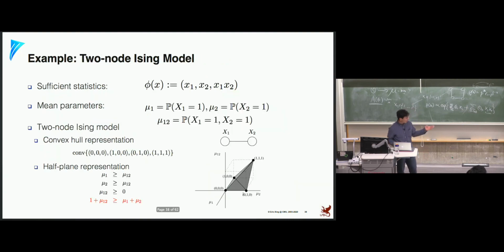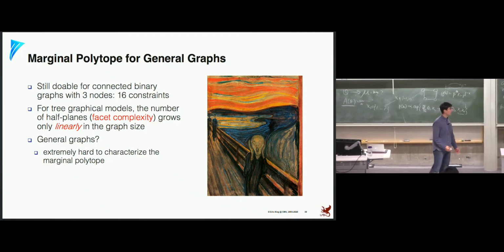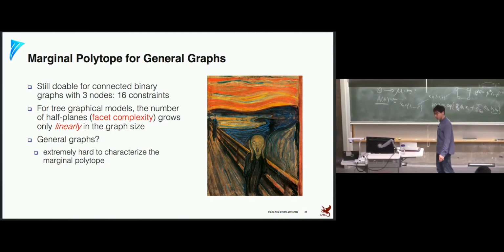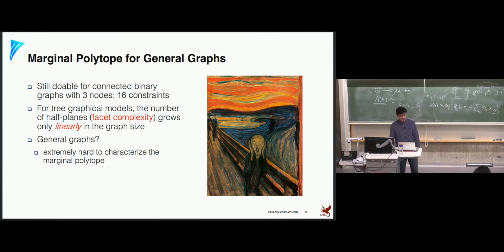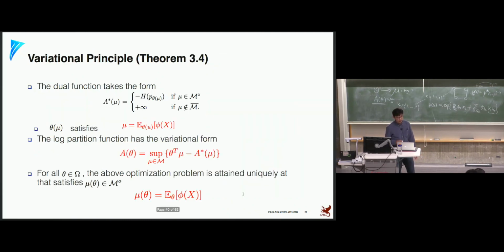But here we have 4, right? With 2 variables we have 4. For 3 variables, we immediately have 16. And this number grows very fast. The number of half-planes or linear inequalities is also sometimes called facet complexity. It grows super linearly, I think exponentially, but only for tree graphs does this grow linearly. So that's one of the very deep reasons that we can perform inference efficiently on tree graphs: the facet complexity is linear in the tree. But for general graphs, it's very hard to characterize this marginal polytope.